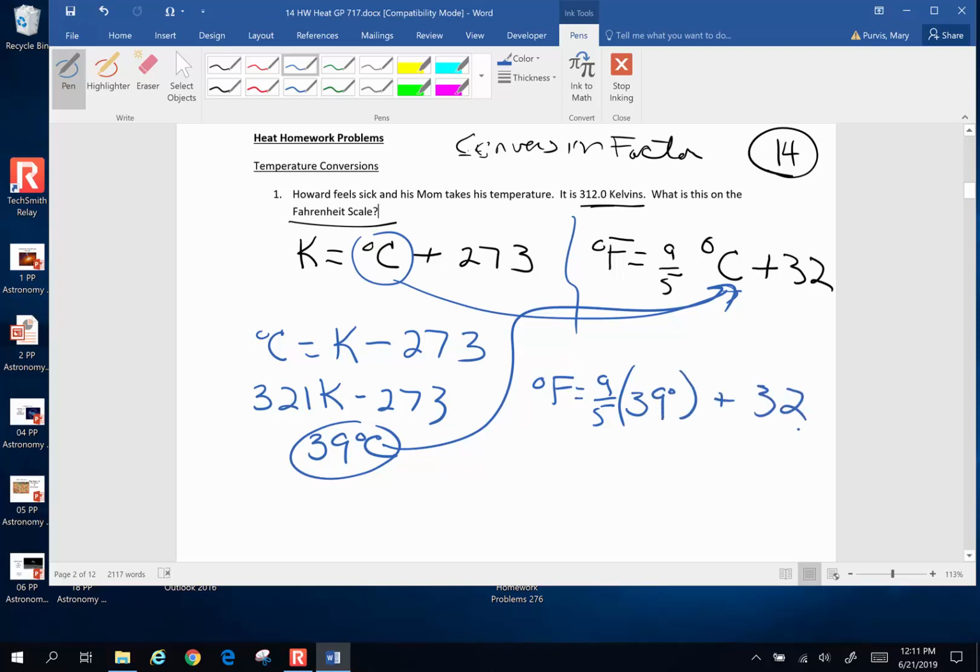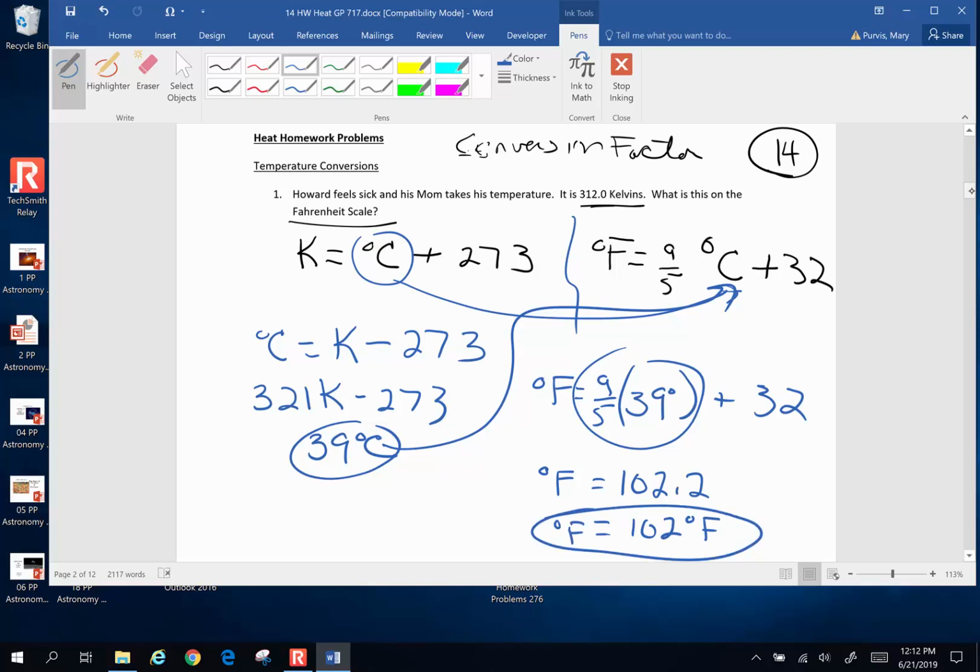Now, order of operations is going to be your challenge. Multiply first, then add the 32. So 39 times 9 divided by 5 plus 32. And poor little sick Howard has got a temperature of, I calculate it as 102.2, if we leave it to 3 sig figs, 102 degrees Fahrenheit. That's a bit of a fever. I'm sure he does not feel perfectly spiffy.